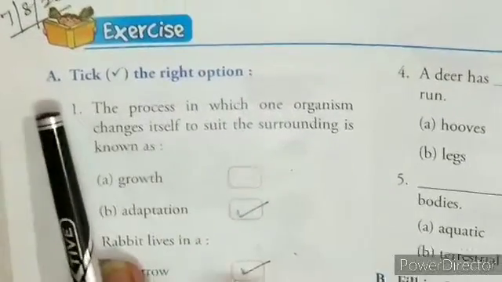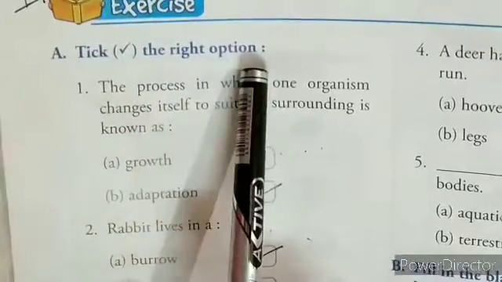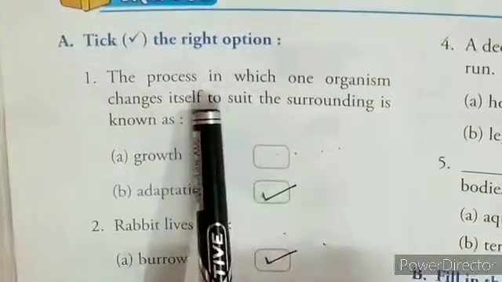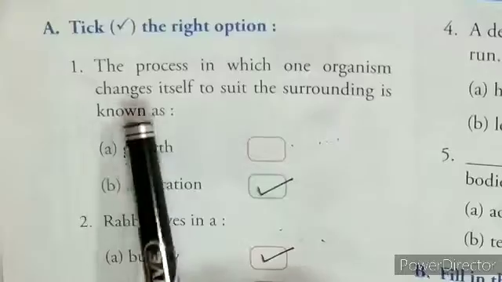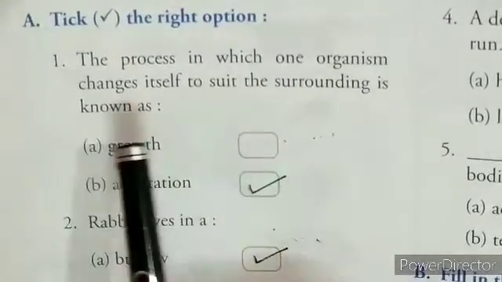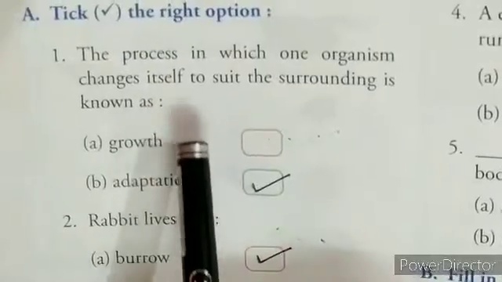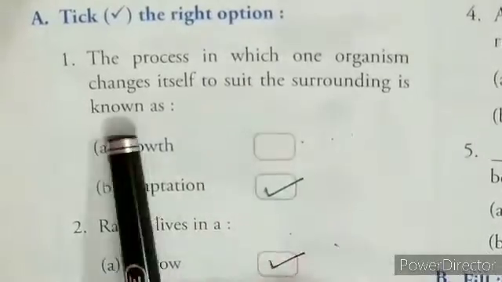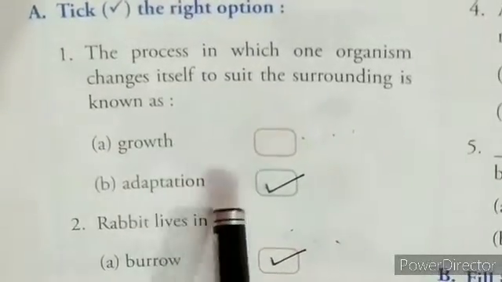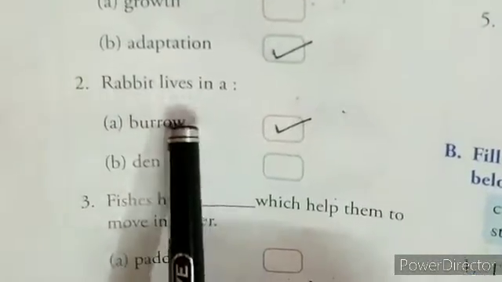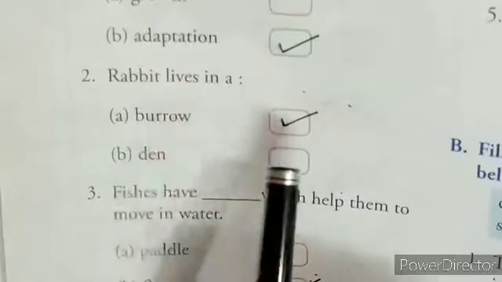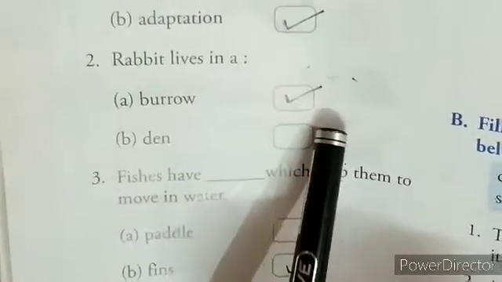Question number 1, A part. You have to tick the right option. Which option is right? You have to put a tick mark in front of that answer. First, the process in which one organism changes itself to suit the surrounding is known as growth or adaptation. So the right answer is adaptation. Now second, a rabbit lives in a burrow or den. Where does a rabbit live? A rabbit lives in a burrow. So write a tick mark here.